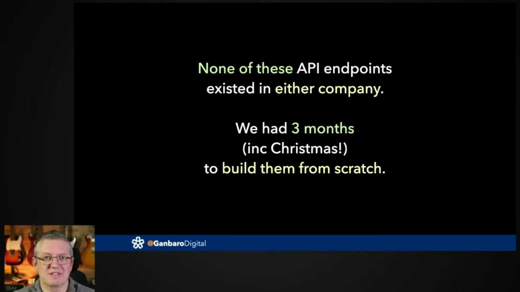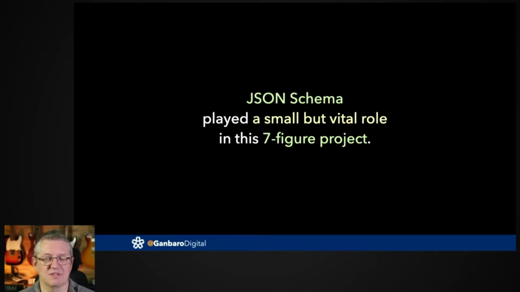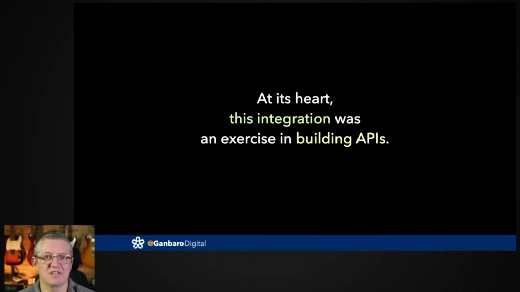None of these endpoints existed. We had to build them all from scratch. And this was a project that ran over the Christmas period as well. So we didn't have a lot of time. It was a big challenge. Now, there's a lot went into this integration, but JSON Schema was something I brought in as part of this integration approach. And I'm here to explain why it made a big difference despite the small role it played. Because at its heart, this integration was all about building great APIs. JSON Schema is a great tool for that.